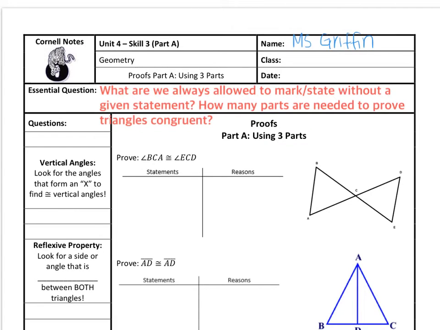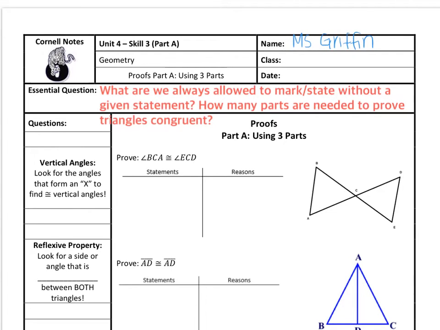So our essential question, if you want to pause the video, says, what are we always allowed to mark or state without a given statement? And how many parts are needed to prove triangles congruent? Hopefully you can already answer that last part of the question, because you learned in Skill 2 that you have 5 ways to prove triangles congruent, and in 4 out of the 5 ways you need 3 parts, right? S's and A's to prove triangles congruent. But we're going to get more information about that in this video.